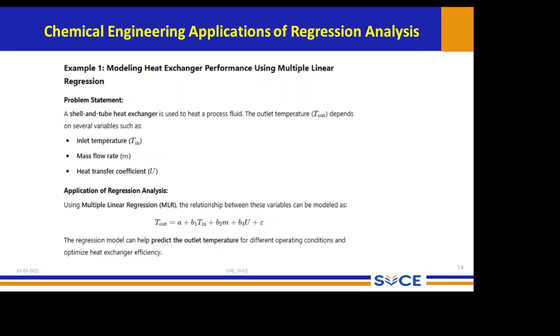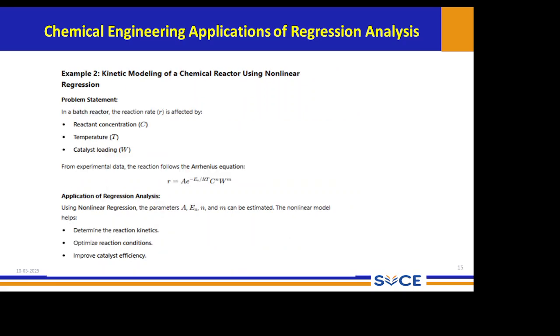So A plus B1 T in plus B2 M plus B3 U, where you can see there are different inputs, the independent variables: inlet temperature T in, mass flow rate M, heat transfer coefficient U, and epsilon is the error, and B1, B2, B3 are coefficients. So using multiple regression analysis, the relationship between these variables can be modeled as given in the equation. The regression model can help predict the outlet temperature at different operating conditions and optimize the heat exchanger efficiency.